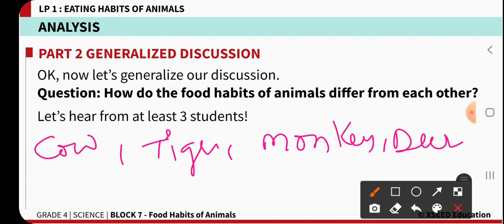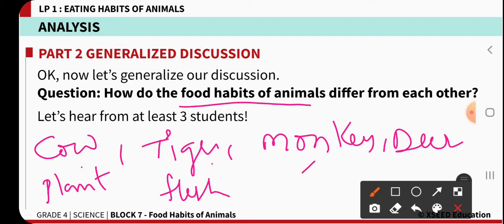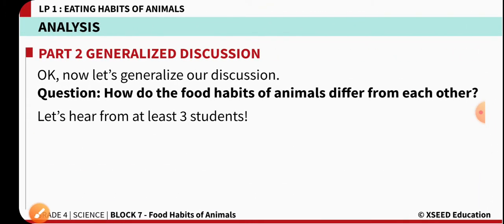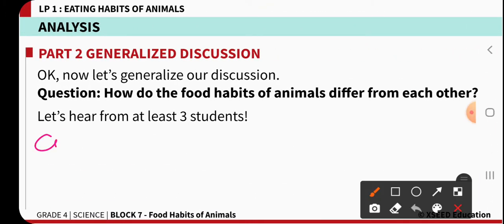If you understand these animals properly, the food habits of one animal differ from another animal. If you see a cow, it is eating only plants, whereas a tiger is truly a flesh eater. A monkey eats both plants and flesh. A deer eats only plants. So the eating habits of animals differ from one type to another.